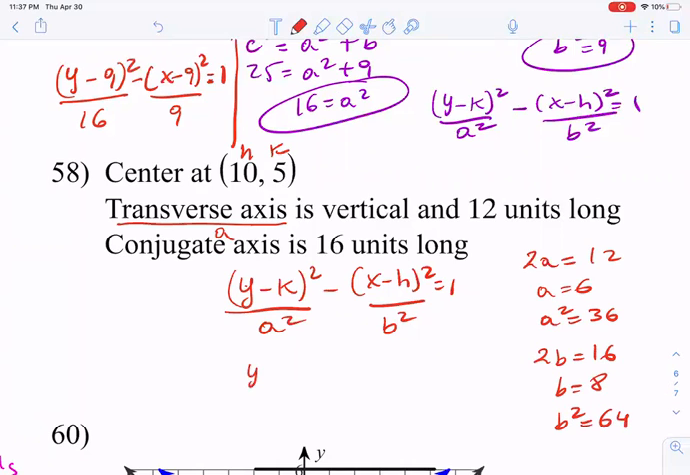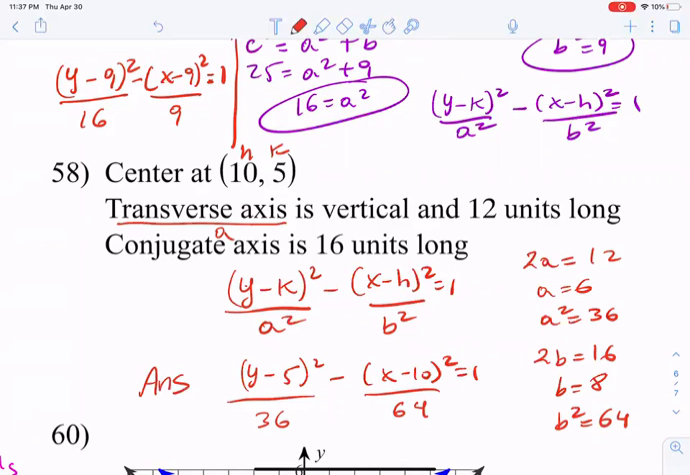So this is y minus k, which is 5 squared, minus x minus 10 squared, equals 1. This is divided by 36, and this is 64. We're done. That's the answer. Let's see if that's true.